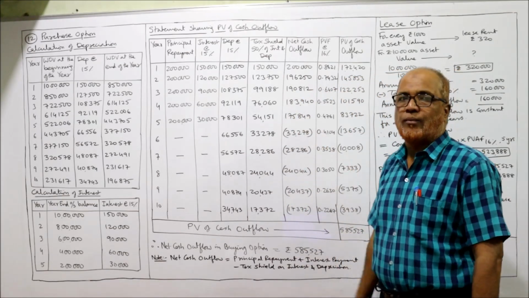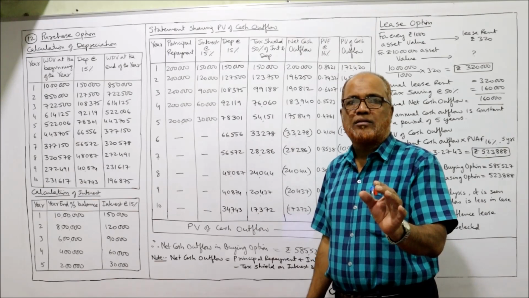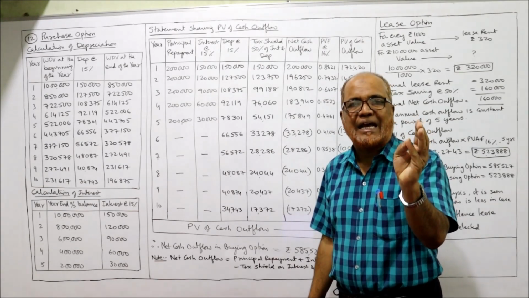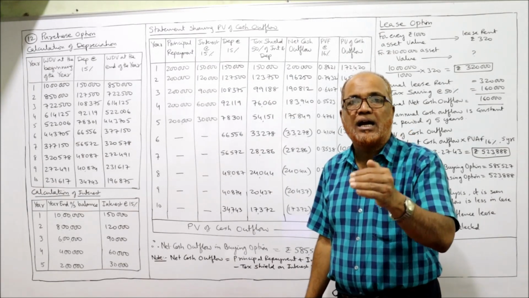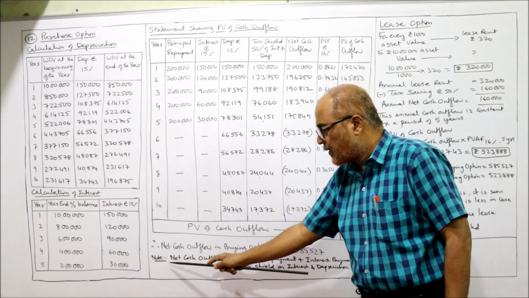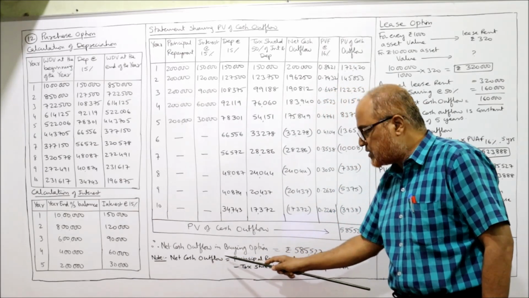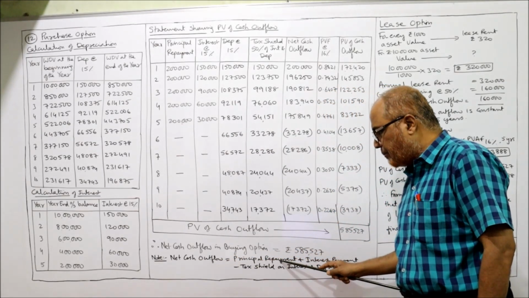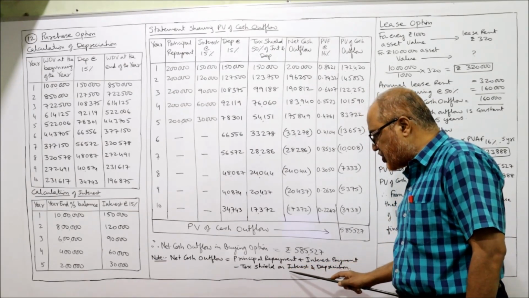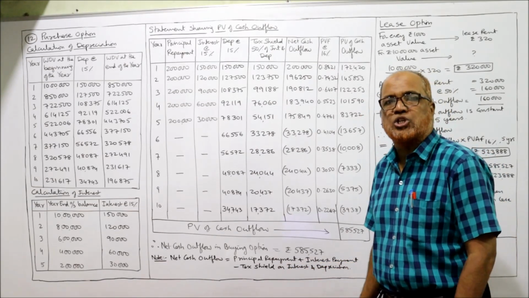Now net cash outflow. Net cash outflow means from the payment of principal repayment and interest payment, deduct the tax shield. Here I have given the formula in the note. Note: net cash outflow is equal to principal repayment plus interest payment minus tax shield on interest and depreciation.